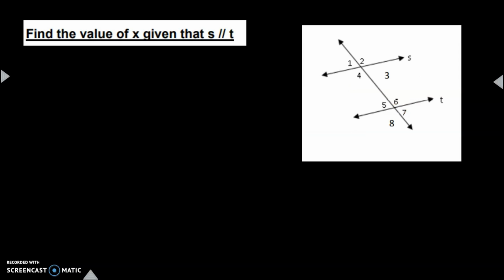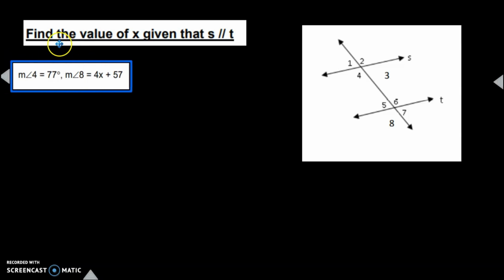Okay, so this is just similar to the previous one, but let's take a look. You're given the condition that you are going to solve for x given that line S is parallel to T, and this diagonal line is our transversal. It is very important in this kind of topic that we have the figure to look at. So how are we going to solve each of these examples? It's going to be done by order.